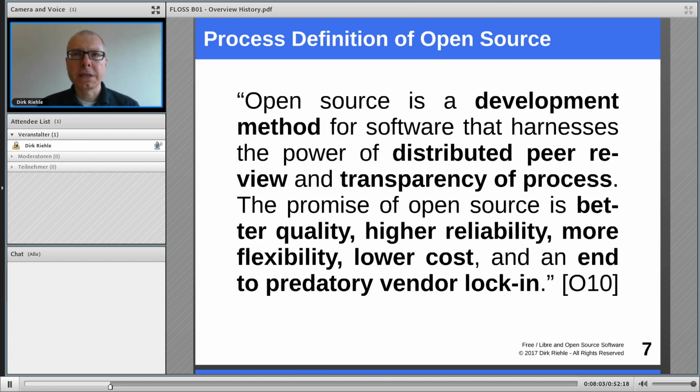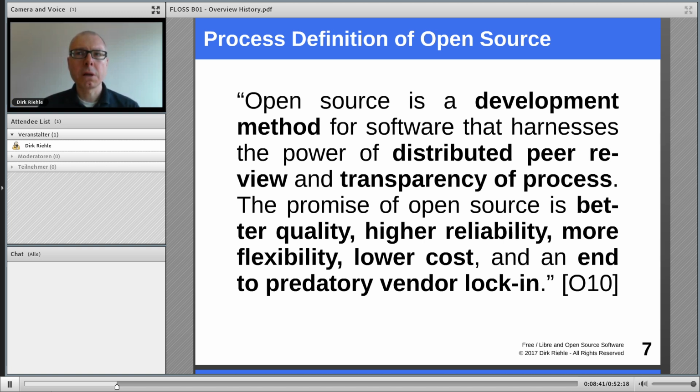Next to these legal aspects, as mentioned, there's a process aspect to open source software, and we find it on the Open Source Initiative's website, spelled out quite nicely, like here. Open source is also a development method for software that harnesses the power of distributed peer review and transparency of process. So open source software development as a process is a distributed one based on peer review for quality assurance, and that is transparent to anyone who comes looking.